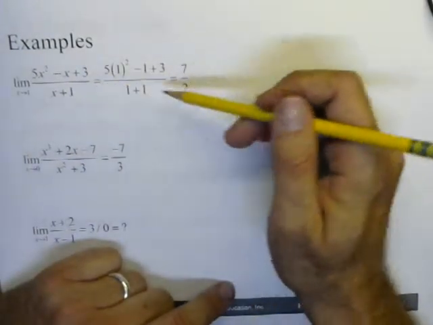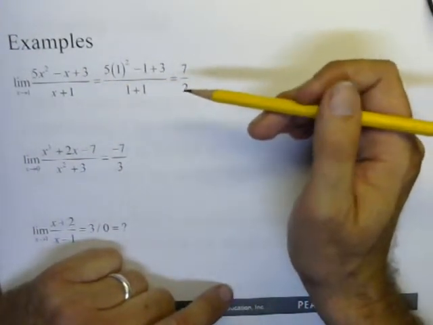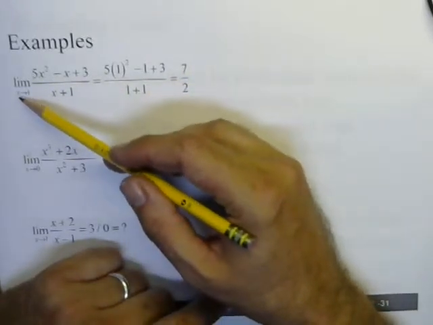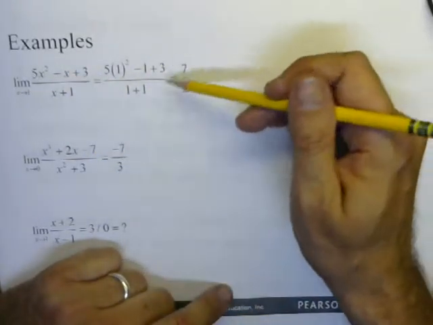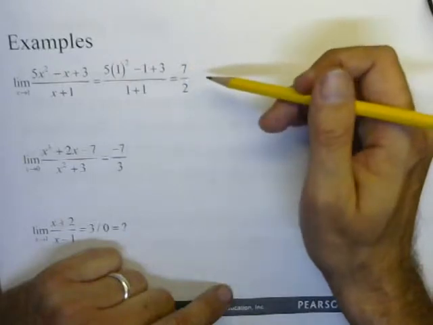Now graphing these is going to be a little bit harder, but that would be another way you could verify things: look and see if, as x approaches 1, the height of this function looks like it's approaching 7 over 2, or 3.5.